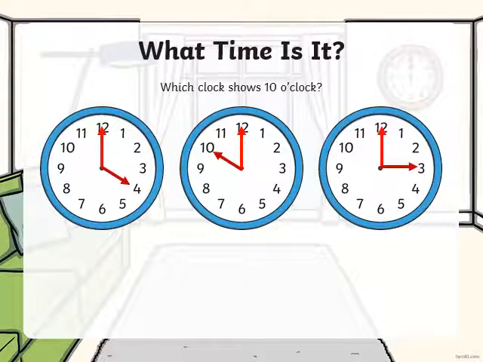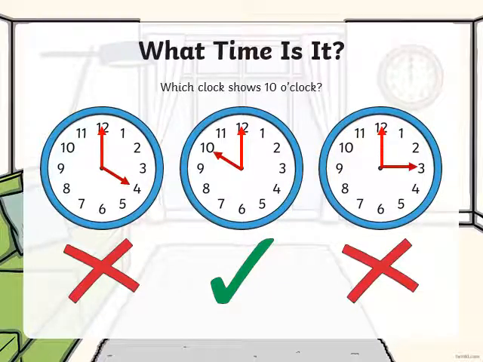Last example. Which clock shows 10 o'clock? I'll give you time to think. So I need to see the clock where the hour hand is on 10 and the minute hand is on 12. Which one is it? Not this one? Excellent! It's the second one, the one in the middle. Excellent, boys and girls.